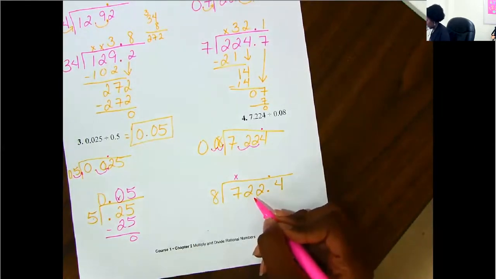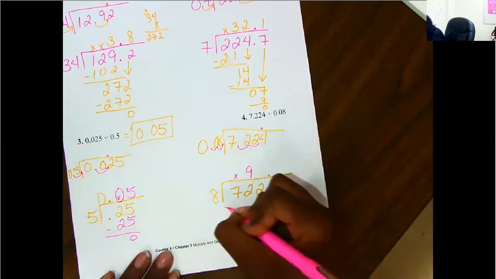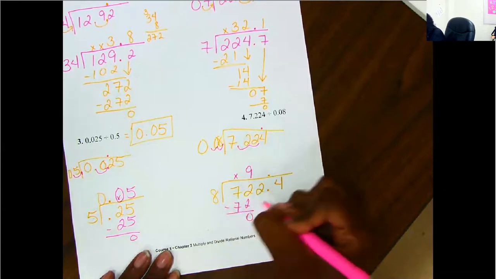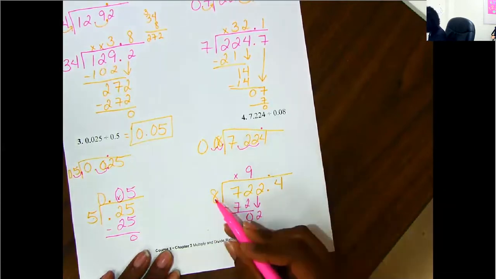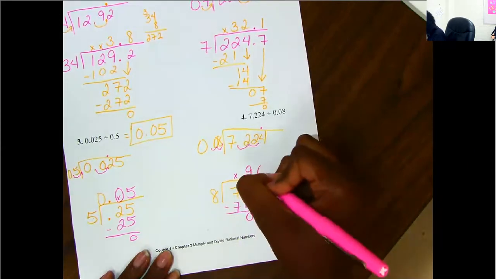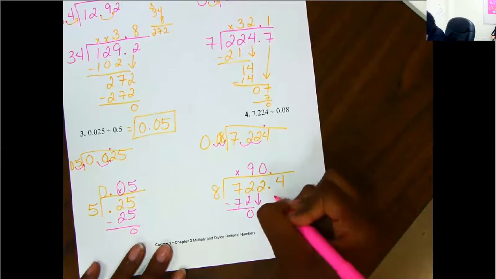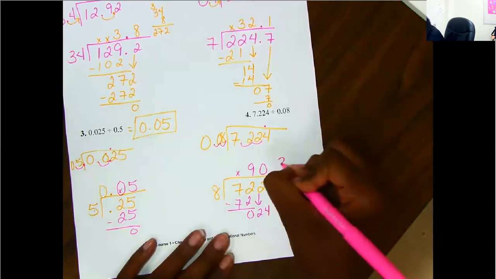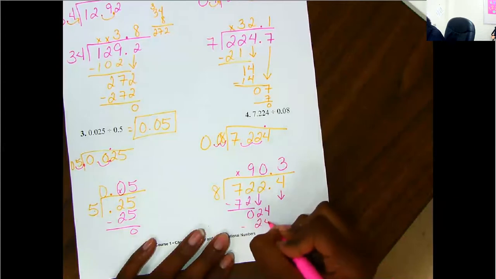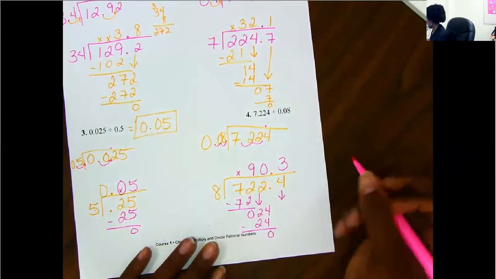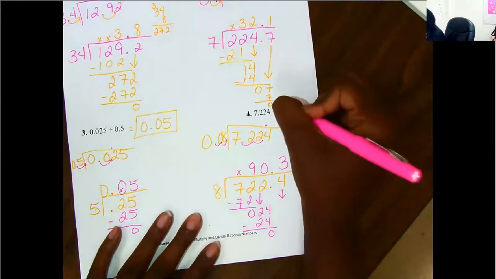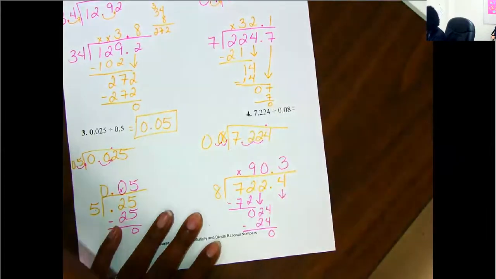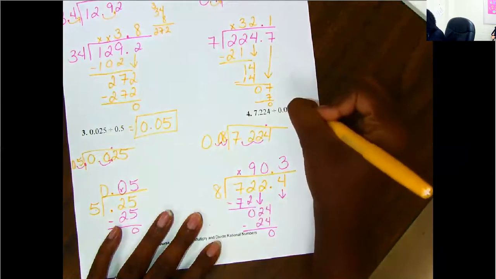It will go into 72 9 times. Eight cannot go into 2, so I'm going to put a 0. Bring on the next number. It will go into 24 3 times. 3 times 3 is 24. So our final answer will be 90.3.